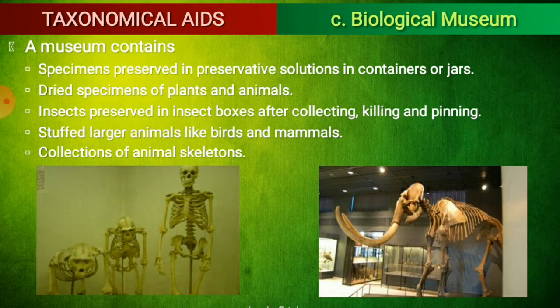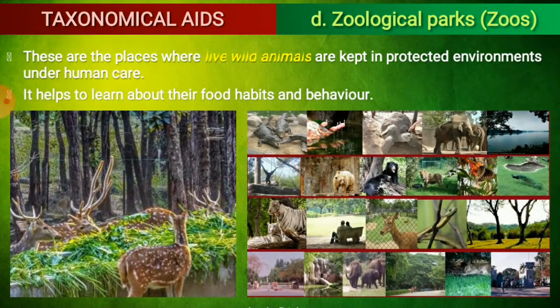Here we have discussed that in the Biological Museum sometimes we can see collections of animal skeletons, which help us to know how old they are and how the evolution has taken place.